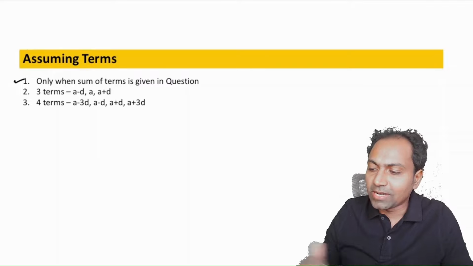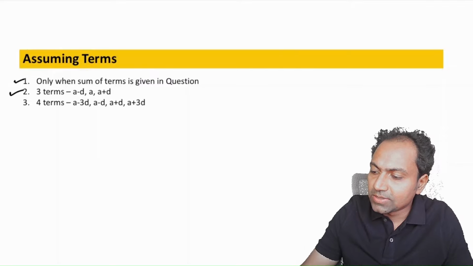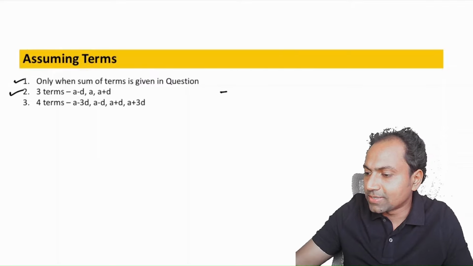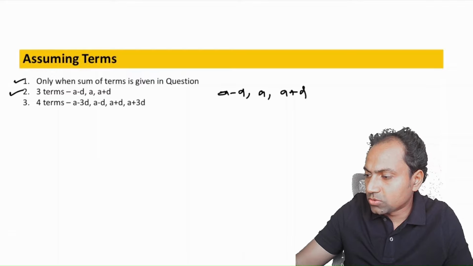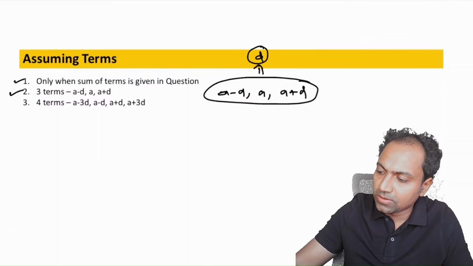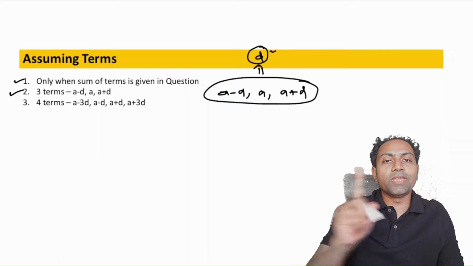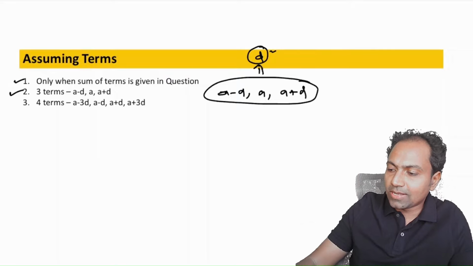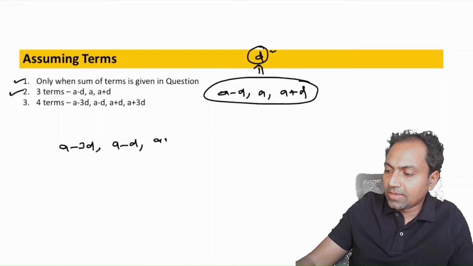Now, the second property says that if you have to assume three terms, then you can assume the terms as a minus d, a and a plus d. So you are starting from a minus d and you're considering the common difference as d. But if you have to assume an even number of terms, the concept says that assume those terms as a minus 3d, a minus d, a plus d and a plus 3d.